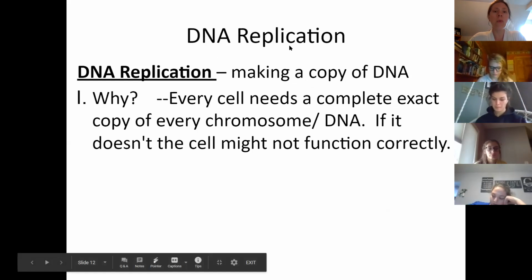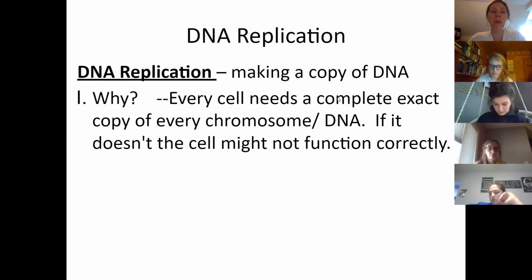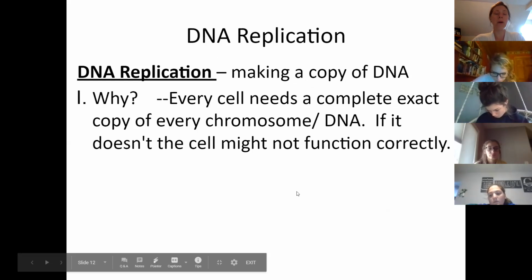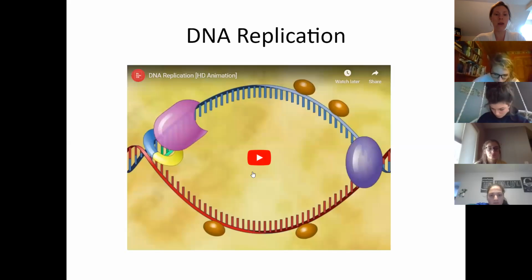So DNA replication is going to take place because every single cell that we make needs a copy of DNA, because it needs a copy of the instructions to follow so that it can behave and do its job within a multicellular organism. So how is that going to happen? I'm going to show an animation.